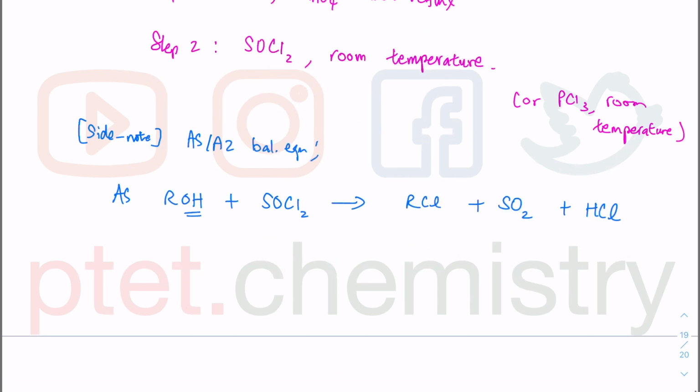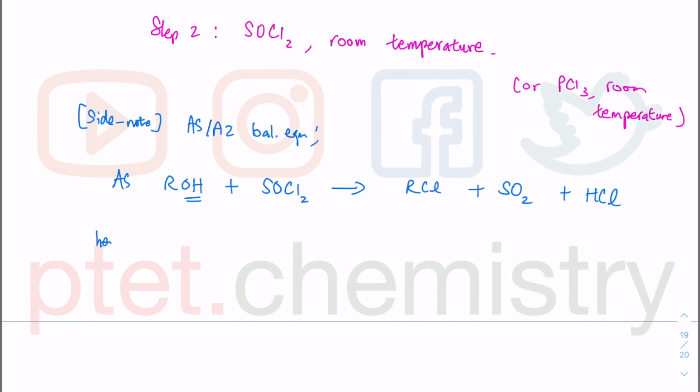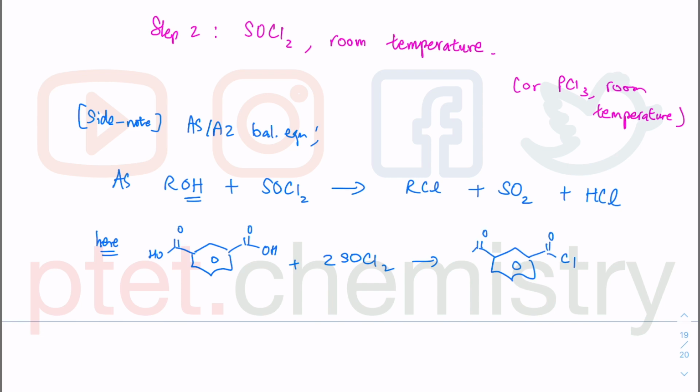So I could have here the dicarboxylic acid, meaning I would need 2 SOCl2 because I need to do it 2 times, and then I will get the diacyl chloride, but I'll also get 2 SO2, and 2 HCl because I'm doing it 2 times.